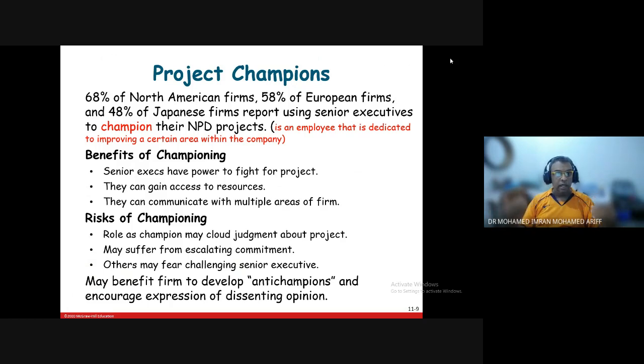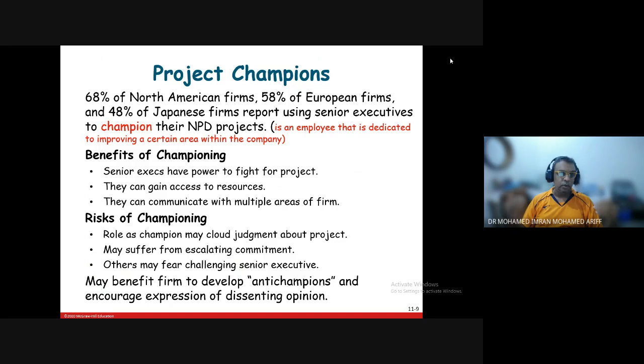They can communicate with multiple areas of the firm. That means, because he is the top, he can tell, okay, now in this project we need to have support from department A, B, C, D. So semua orang akan ikut. But if the normal person tries to get support, susah sikit. But if the champion tries to get, then much more easier.